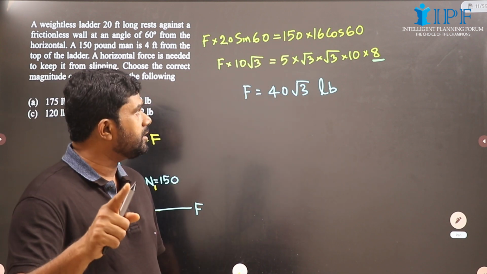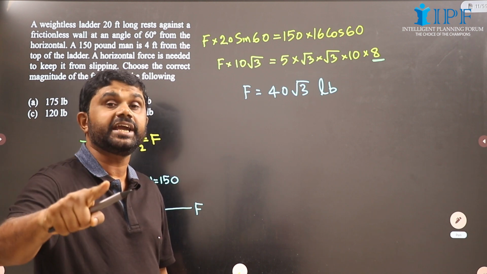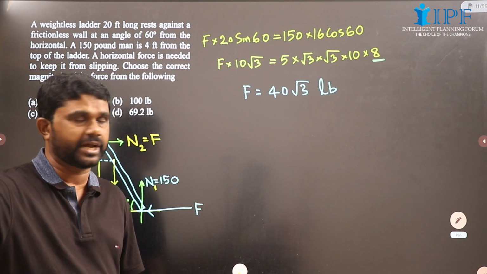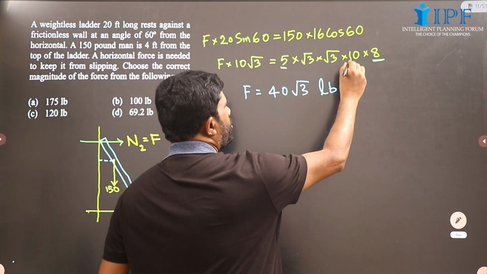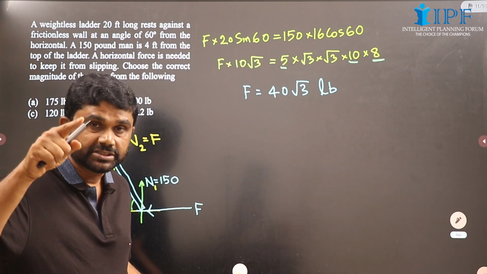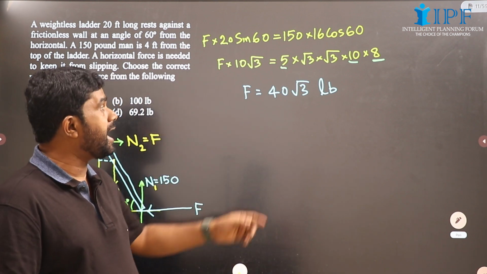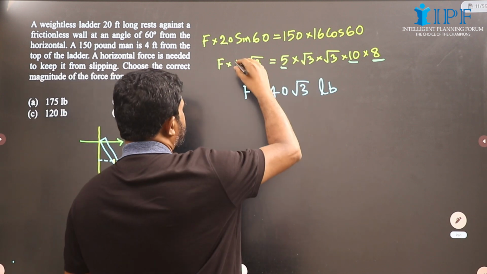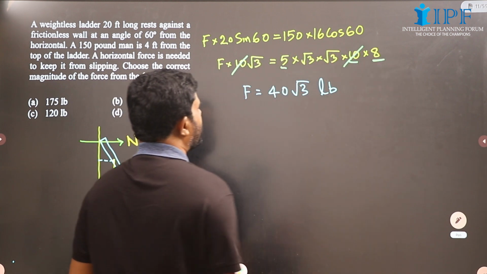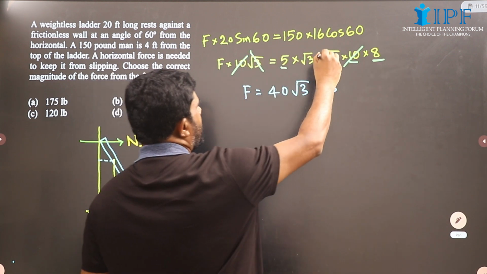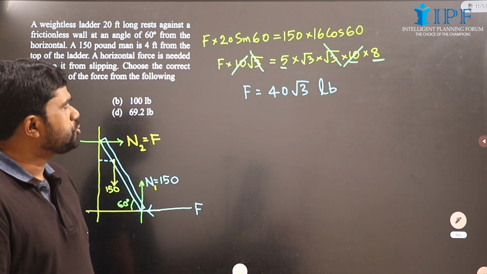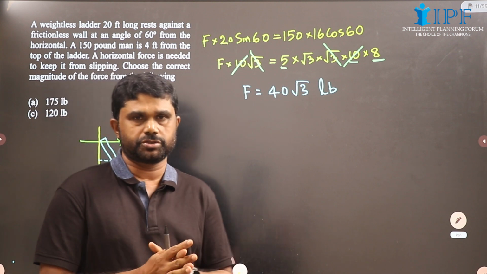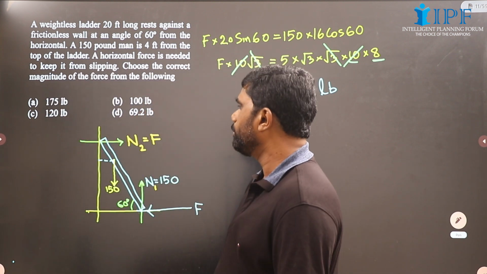That we can write as 5 into 3 into 10. 150 can be split as 5 into 3 into 10. 5 I have written here, 10 also written here. Now I have to write 3. 3 can be split as root 3 into root 3. Because I have a 10 here, that 10 and this 10 can be cancelled. Then I have a root 3 and this root 3 can be cancelled. So finally we will get 5 into 8, that is 40 root 3 pounds.